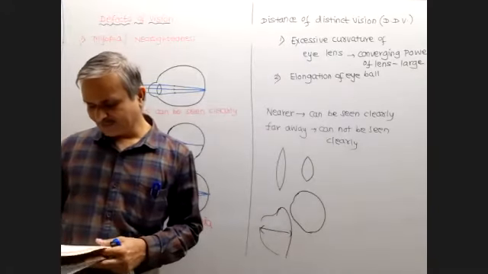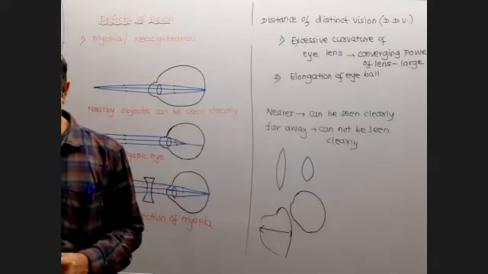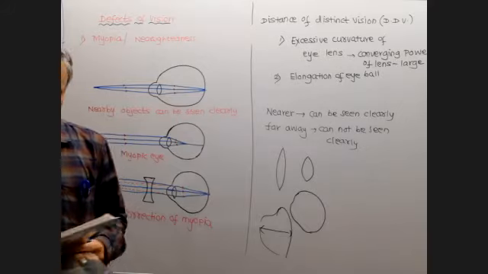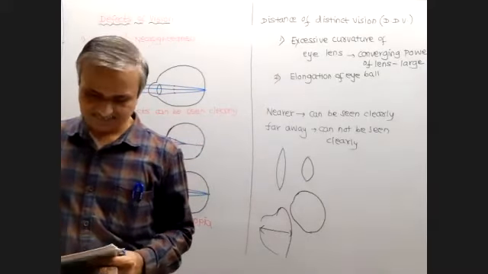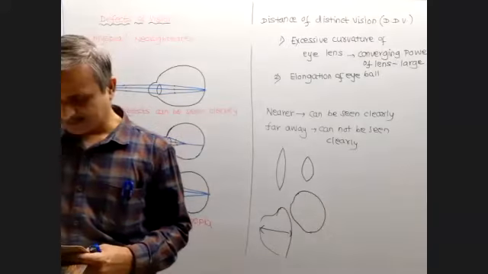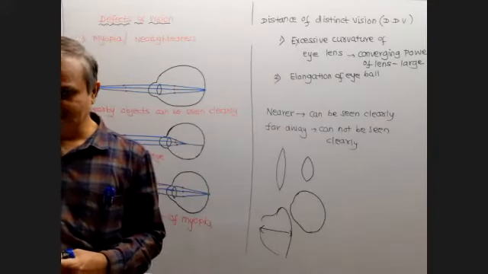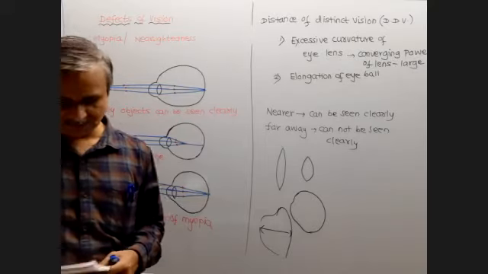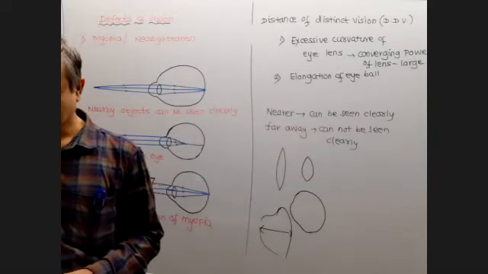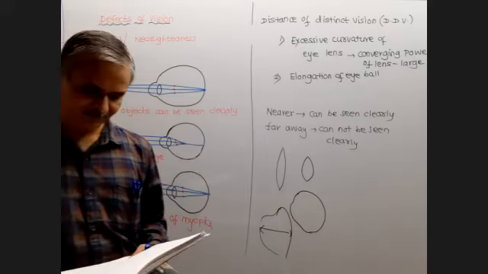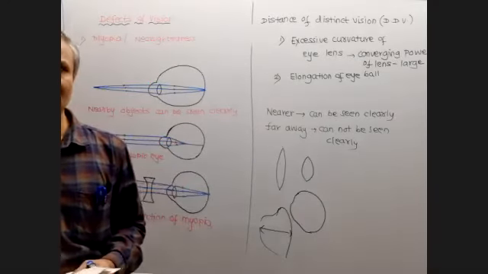Next one: this defect may be caused due to excessive curvature of the lens and elongation of the eyeball.